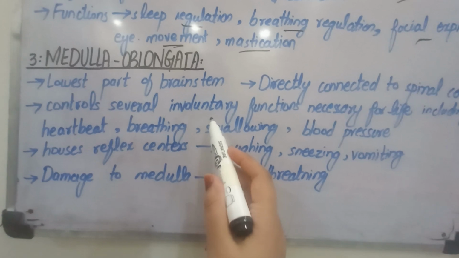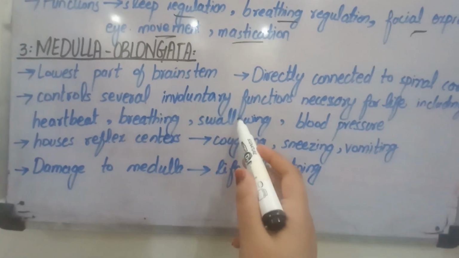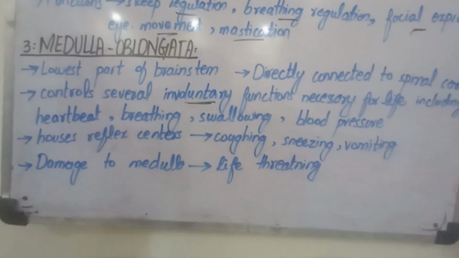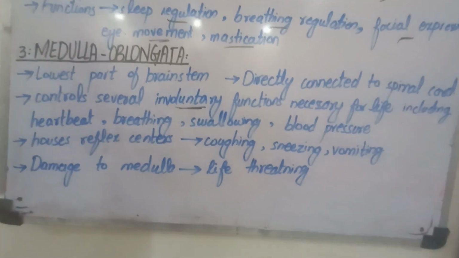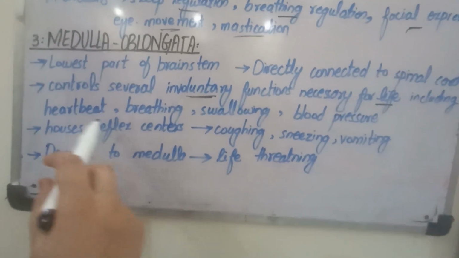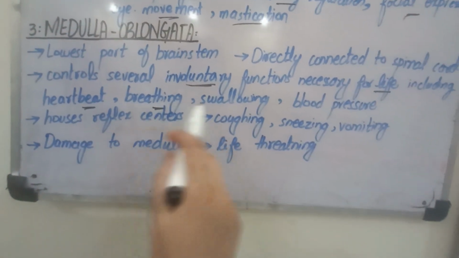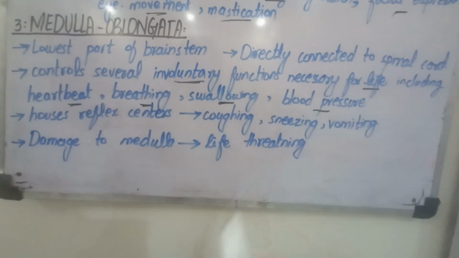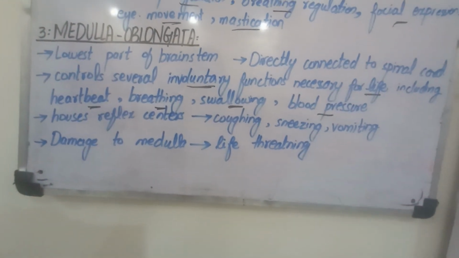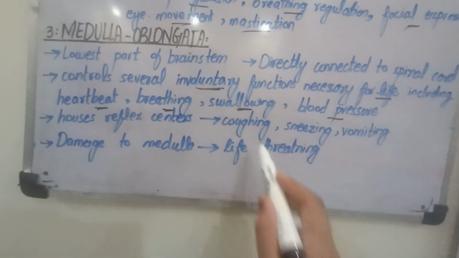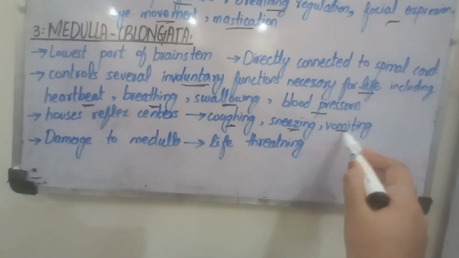It controls several important involuntary functions. The important thing is that it controls involuntary functions, mostly those that are necessary for life. These functions include heartbeat, breathing, swallowing and blood pressure. And there are also some reflex centers in the medulla oblongata for coughing, sneezing and vomiting.